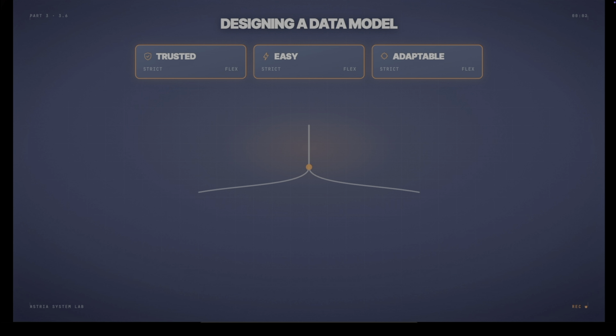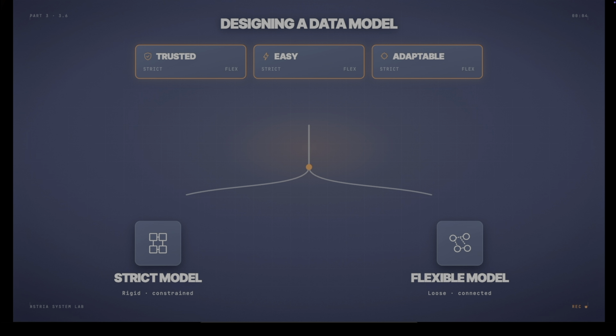Here's how this actually works. Imagine you are designing a data model for a growing business. You have a choice. Model the data with strict relationships and constraints or flexible, loosely connected structures. Which is better? It depends on the 3 pillars.